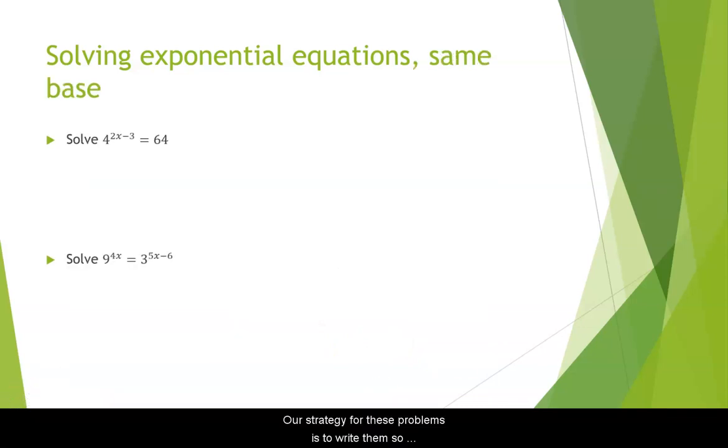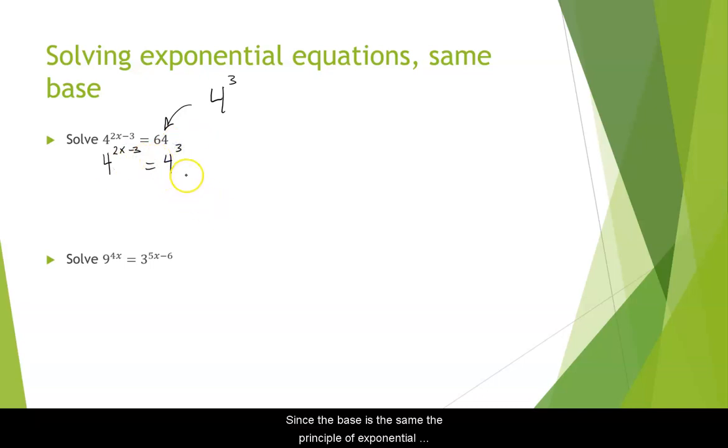Our strategy for these problems is to write them so the base is the same. Looking at the number 4 and 64, there's something to do with 4 about the number 64. And if you draw a factor tree or just think it through, you'll soon realize that 64 is 4 to the 3rd power. We could also break both of these down into a base of 2 and deal with the exponents from there, but 4 is going to be a little bit easier. So I can rewrite this problem as 4 to the 2x minus 3 equals 4 to the 3rd power.